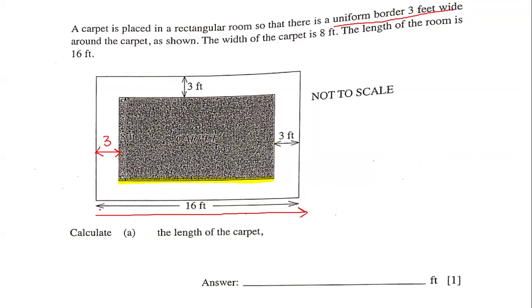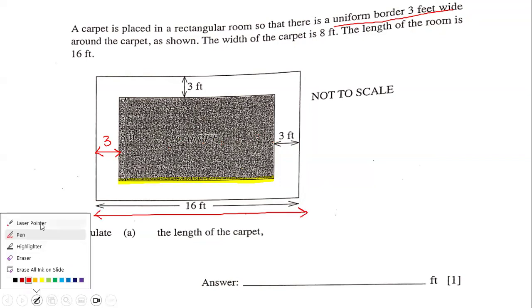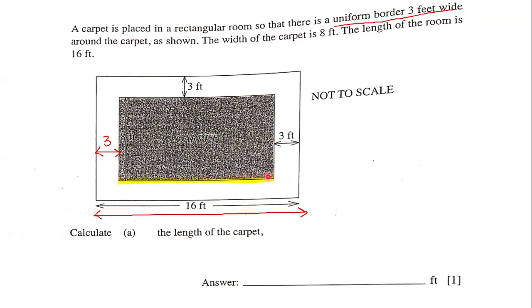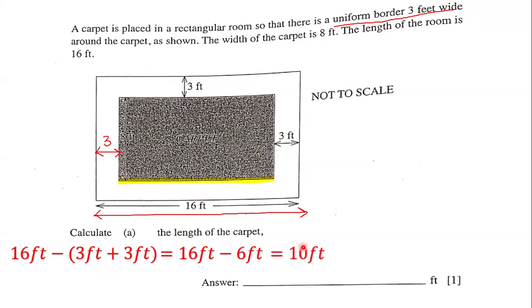In order to figure out the length of this yellow portion, the length of this carpet, all we need to do is subtract 3 and 3 from 16. Once we subtract from this entire long length, we'll get this smaller length, which is the length of the carpet. So we'll say 16 feet minus 3 feet plus 3 feet. That gives us 16 feet minus 6 feet, which is 10 feet. So the length of the carpet is 10 feet.